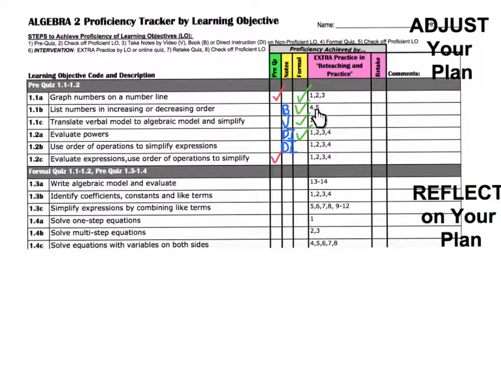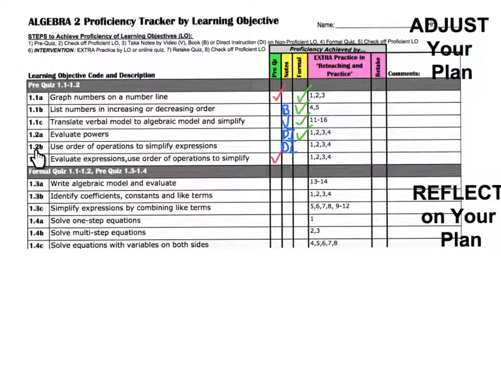If the student is not content with that quiz score, they can retake the learning objectives that were missed on the quiz. However, to do the retake, they must do a step of intervention. Now to adjust their plan, they're going to want to think about what type of extra practice or reteaching they should do for these 2 learning objectives.